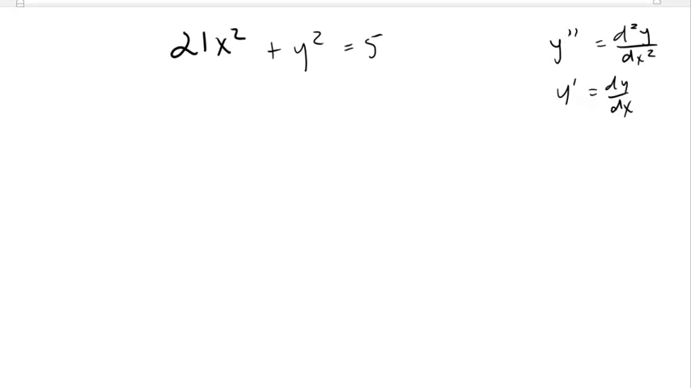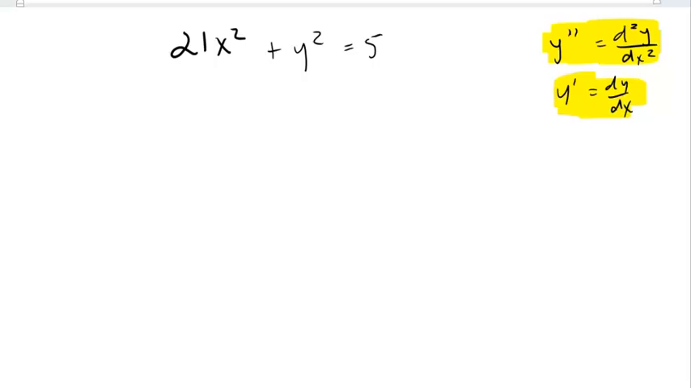All right, directions are to find the second derivative. Just to let you know, I prefer to use y prime for the first derivative and y double prime for the second. Just a little bit easier to write. You don't have to keep writing those fractions all the time.